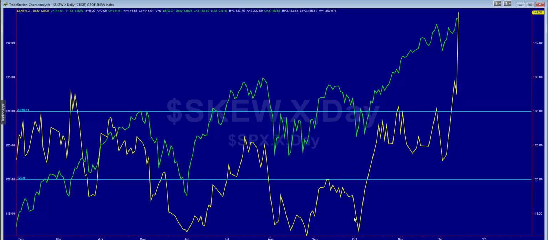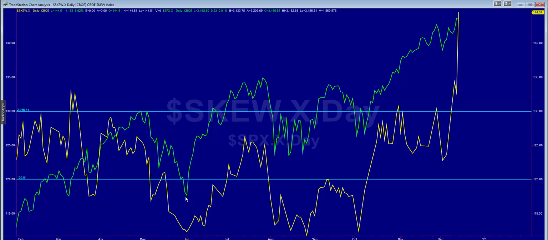Look at what the skew did. The skew was way, way down, meaning somebody, as the market was going down, was buying calls like crazy. They were doing just the opposite of what a normal market would do. They were buying calls. Same thing here. They were buying calls. And look what the market did from there. It ran up. When the market was up here, you had a higher skew, and they were buying puts or selling calls, and the market corrected.